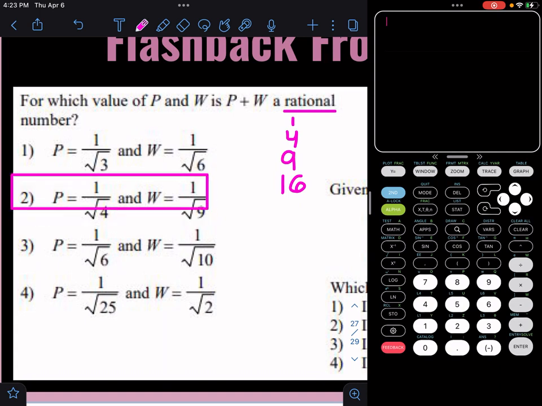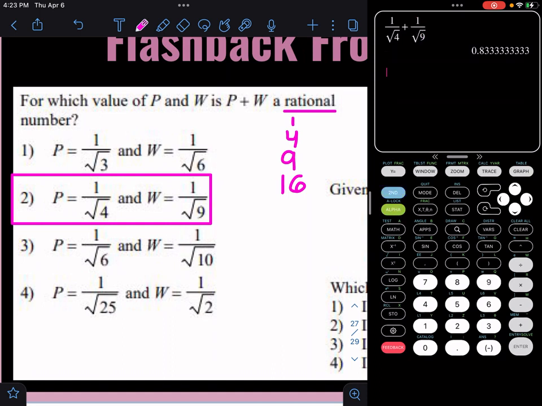And let's just double check that this is true. If I added these two numbers, would they be a perfect square? Would it be a perfect number that is rational? 1 over 4 plus 1 over the square root of 9. Yep, that is a decimal that repeats, making it a rational number.